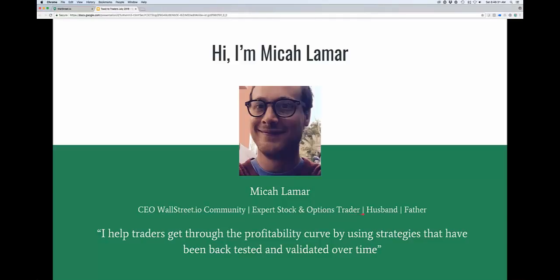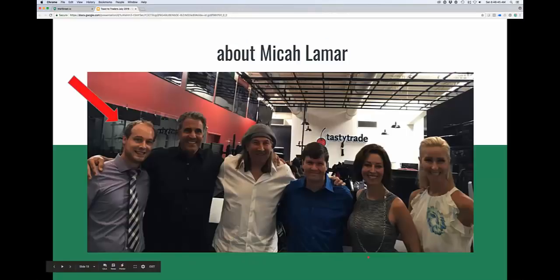I'm an expert stock and options trader. I'm a husband, father of twins, as Jeanette mentioned earlier. I've got a boy and a girl, and they're 2.5. They're amazing. And what I do is I help traders get through the profitability curve by using strategies that have been back-tested and validated over time.